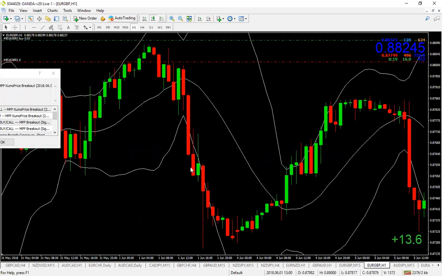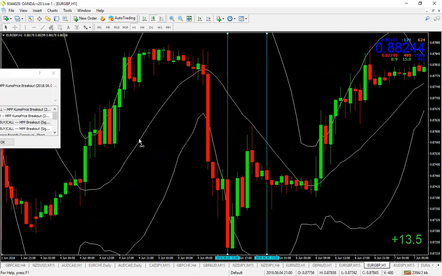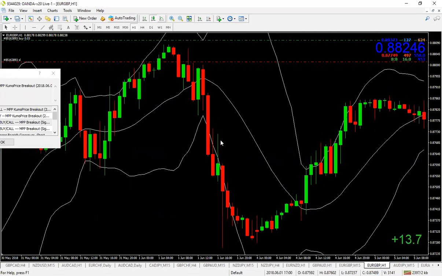Now this is a sell. This would have been for a sell. I have missed a lot of trades lately. I've been quite busy, and it would have been good to jump in on some of these trades.